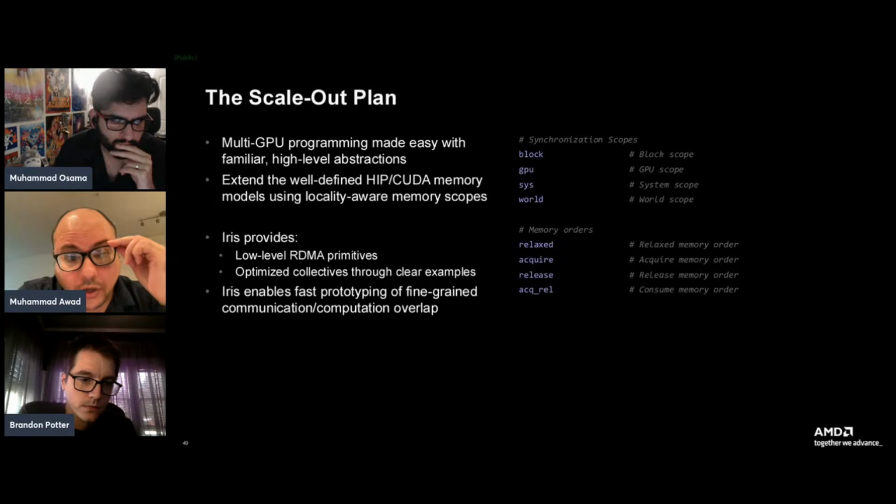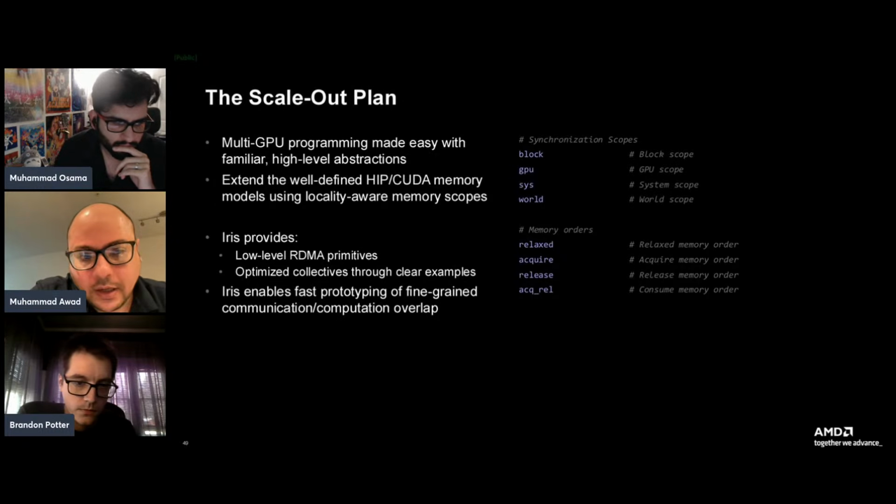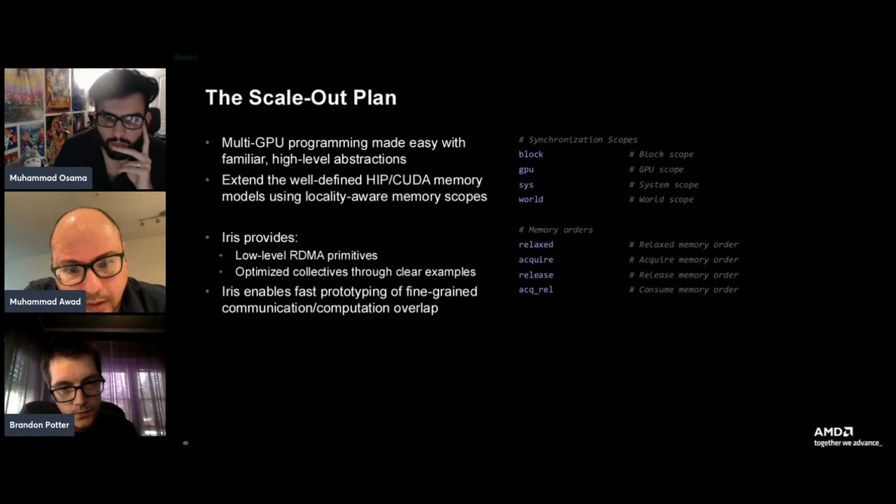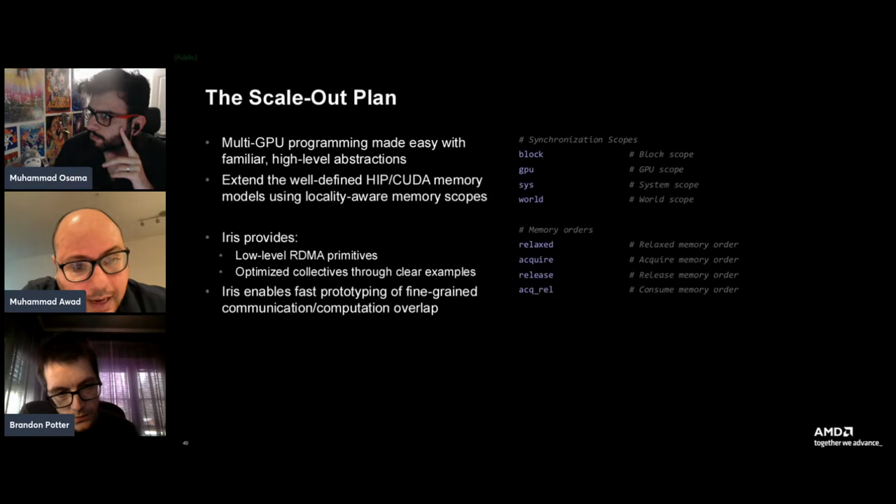So we're not just interested in scale up. We have been thinking about scale out from the beginning, and I am a big fan of memory scopes. I think the way that I want to write GPU code is just using scopes and using memory orders. I have strong opinions about this, and what I want to see for scale out, and what we are trying to prototype, is basically adding a scope for world.